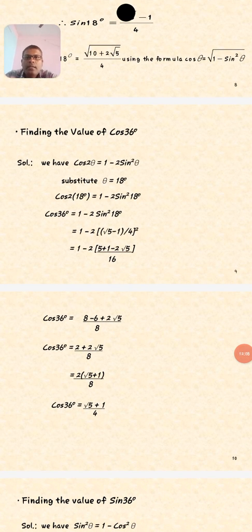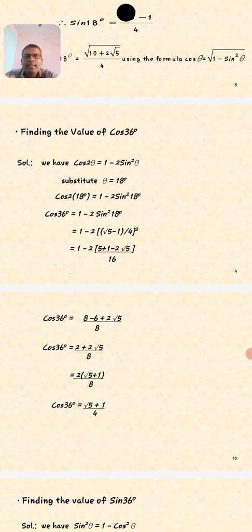You see the same way, find the value of cos 36 degrees. We have cos 2 theta is equal to 1 minus 2 sin square theta. Okay, we know that one formula is there, cos 2 theta is equal to 1 minus 2 sin square theta.